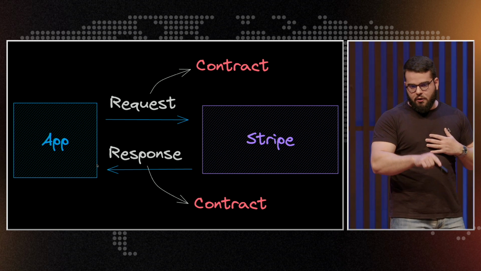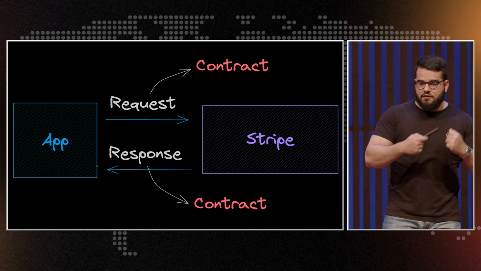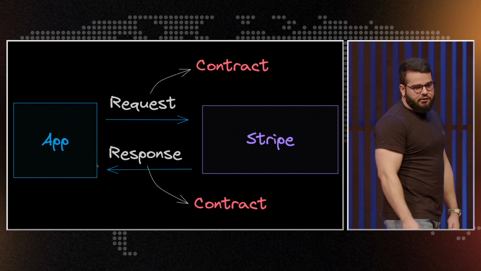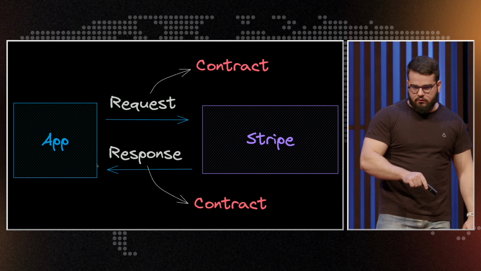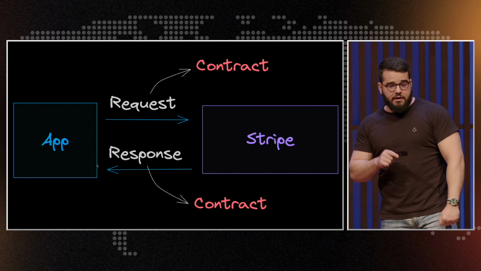And Stripe offers both. So the provider offers you a contract. It tells you, okay, we expect to receive this, and we're going to give you this. That is a contract, and you accept that contract. You have to fulfill Stripe's requirements, otherwise the API is not going to work.